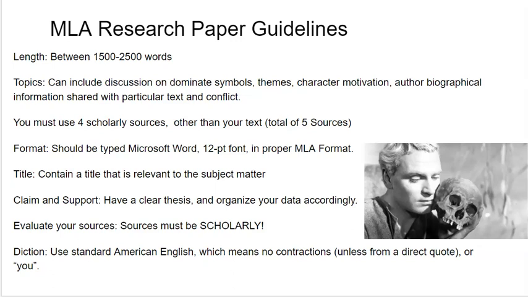Topics could include discussions on dominant symbols, themes, character motivation, autobiographical information which is shared with a particular text, and conflict. A good example of this would be Hamlet and Shakespeare's son Hamnet, how that worked. You must use 4 scholarly sources other than your text, which means you will have a total of 5 sources. Your format will be Microsoft Word, 12-point font, in proper MLA format.